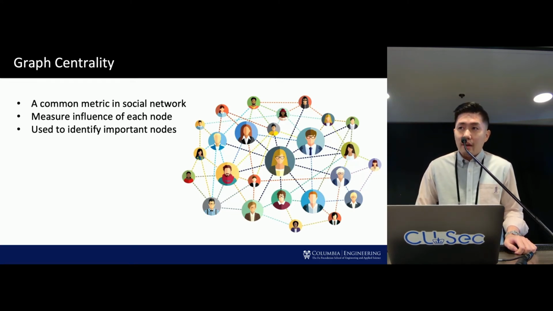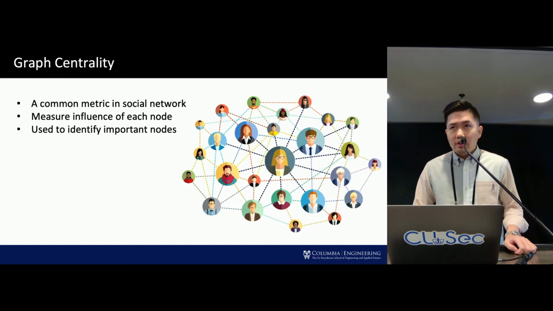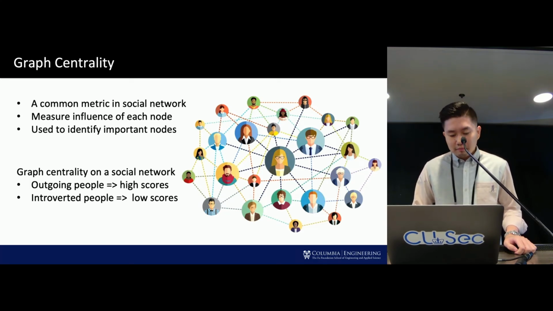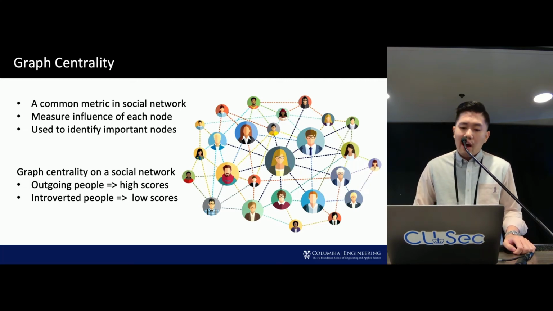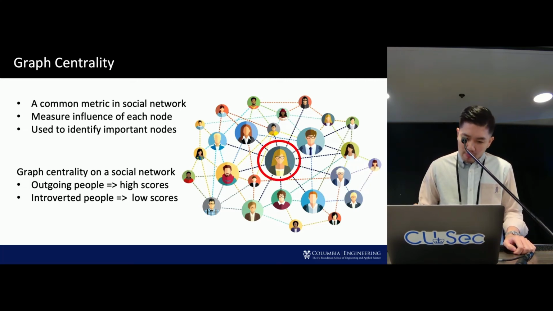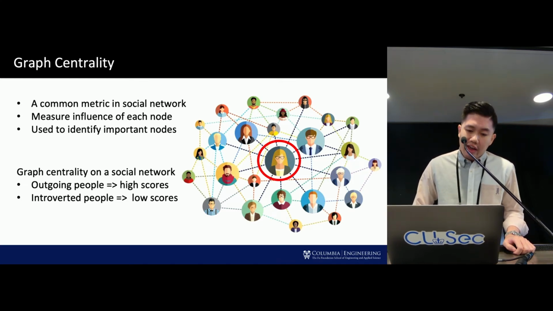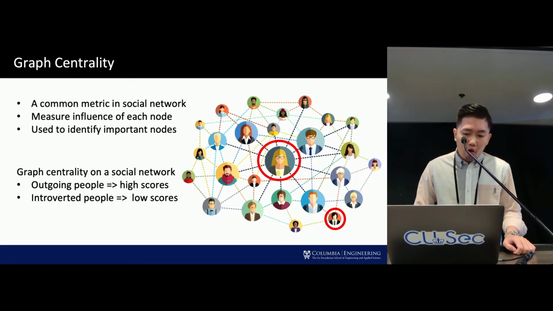Each node represents a person, and an edge indicates a connection between people. The node size is proportional to the centrality score, and a larger node size indicates higher centrality. For example, the person in the center, marked in the red circle, is an outgoing guy, maybe a social media influencer with a lot of friends, and he has the largest centrality score. While introverted people, like shy people who have fewer friends, might have a lower score.